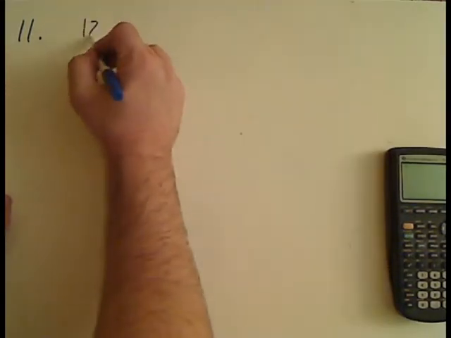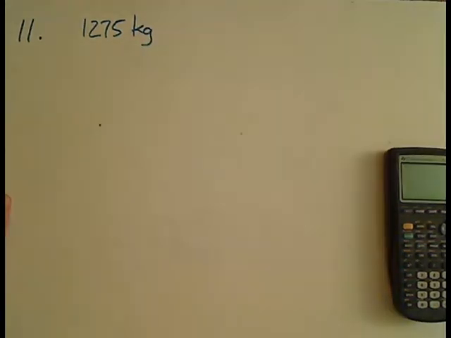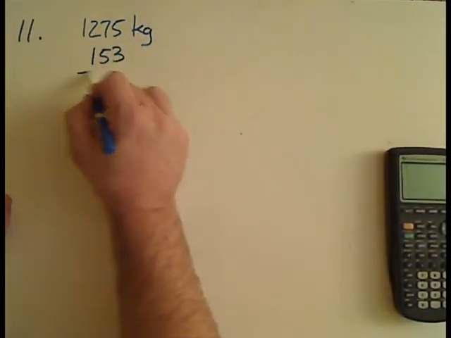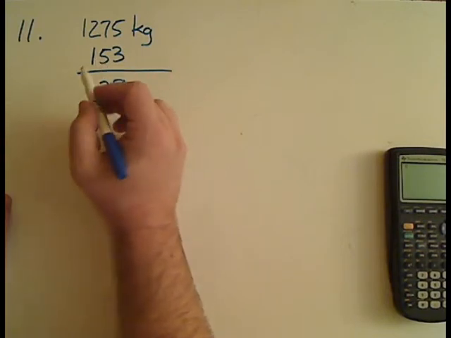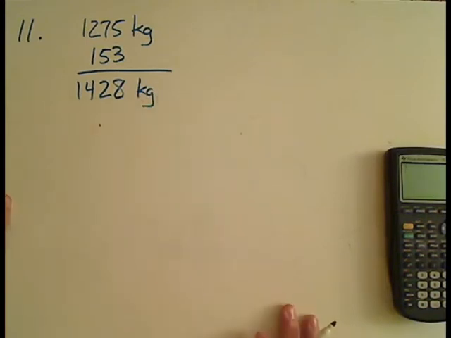Okay, well it says it's a 1275 kilogram car. And there are 153 kilograms worth of people in that car. So let's add that up. Let's see, we get 8 and then a 2 and a 4. Okay, so that's 1,428 kilograms. There's 4 springs on this car.